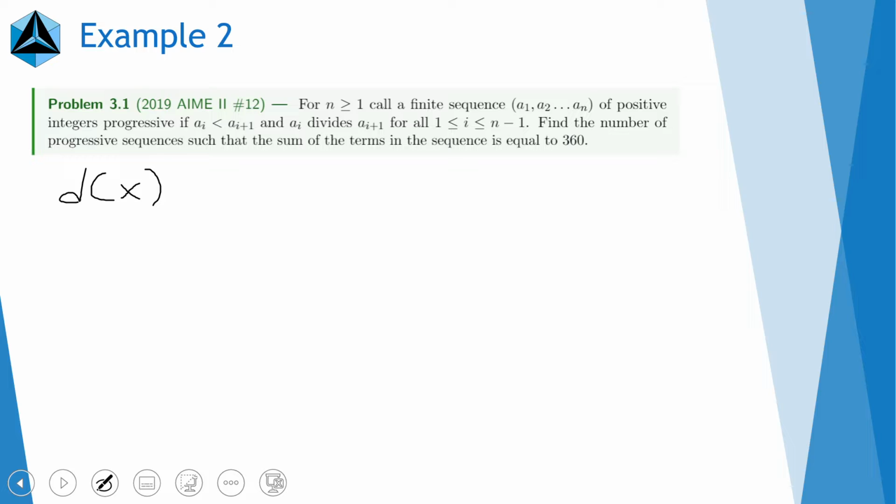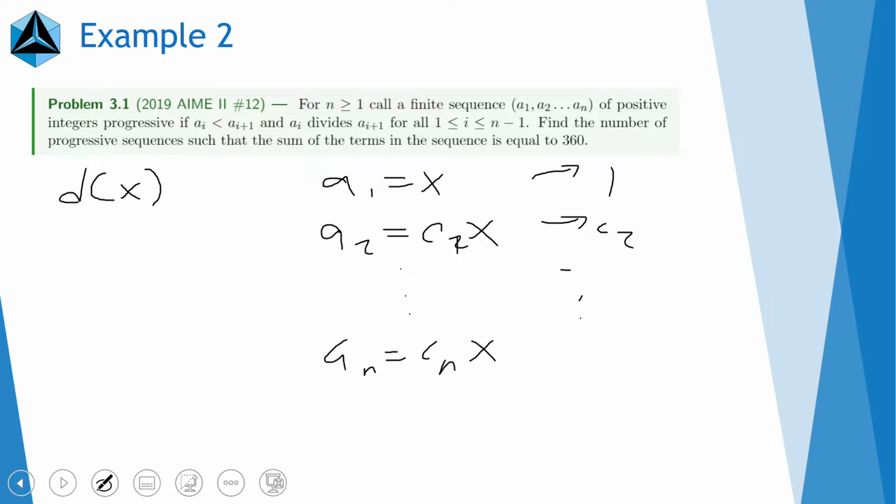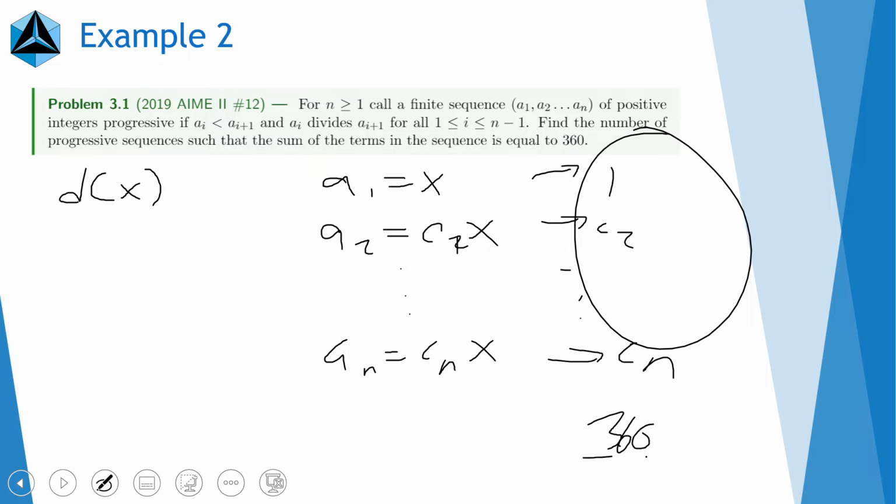So if the first term of a particular sequence is x, so let's say a of 1 is equal to x, then everything else has to be divisible by x, right? So that means that a of 2 is going to be equal to some constant times x, and all the way to a of n is going to equal some constant times x. So if we divide it all by x, then this becomes 1, this becomes c2, all the way to cn. So the sum of this should be equal to 360 divided by x.